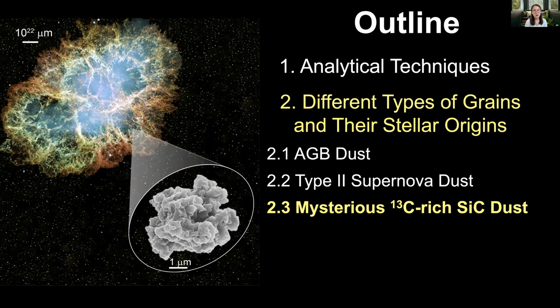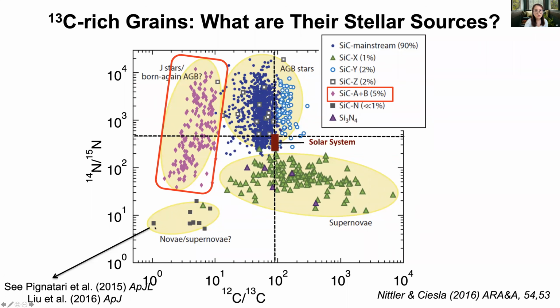And finally, in the last part of this lecture, we will have a look at several types of presolar silicon carbide grains that are characterized by large carbon-13 excesses. So these carbon-13 rich grains include the so-called nova grains and also AB grains. They typically have carbon 12 to 13 ratios lying below 10, while the solar system carbon isotopic ratio is 89. So these grains are extremely enriched in carbon-13.